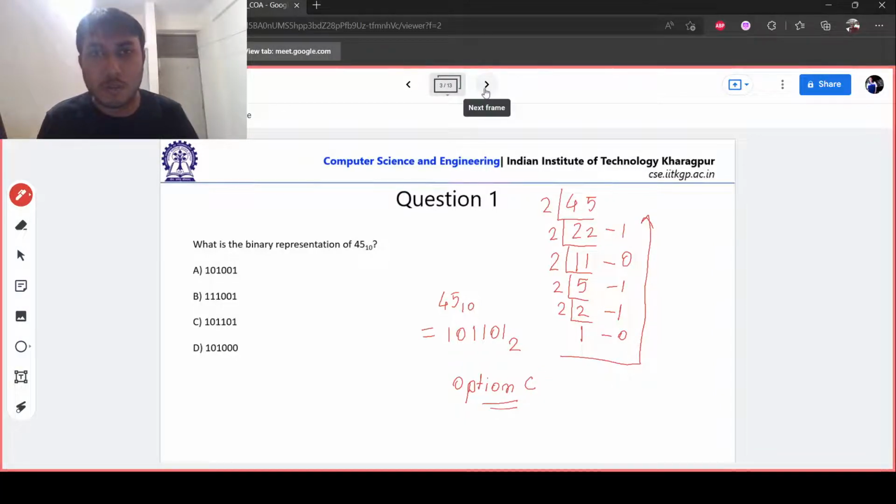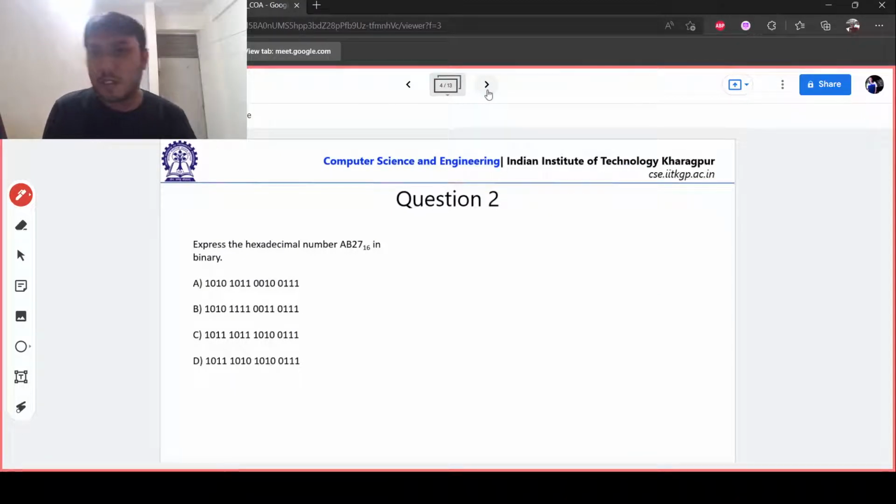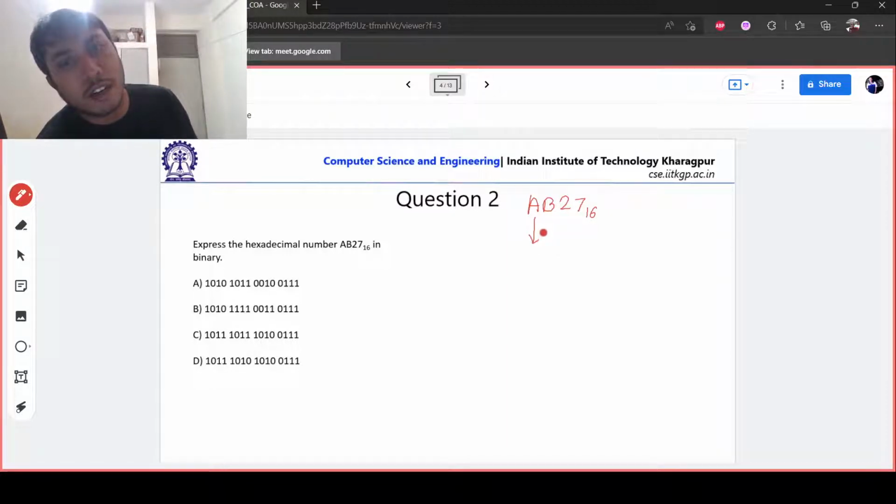So let's go to the next problem. The next problem is, express the hexadecimal number AB27 to the base 16 in binary. So we will convert each of the hexadecimal digits into their corresponding binary, and that will be the overall binary representation of the hexadecimal number.